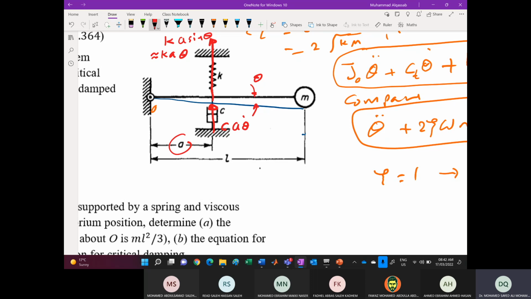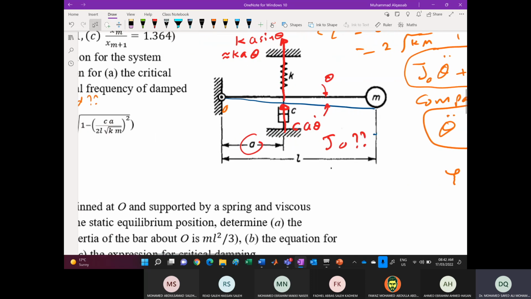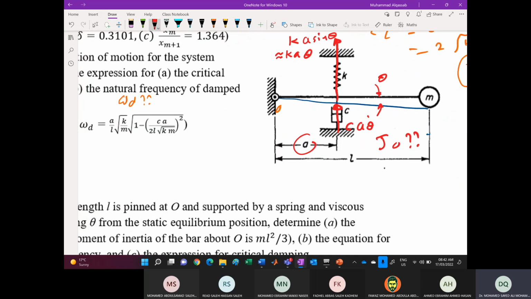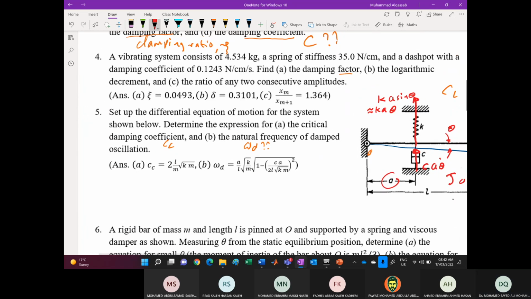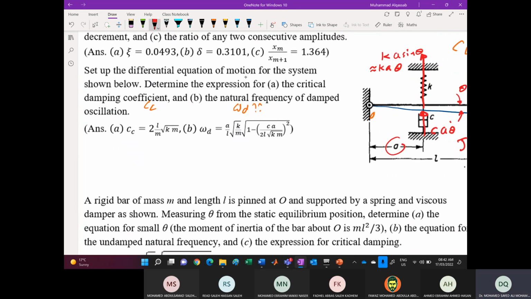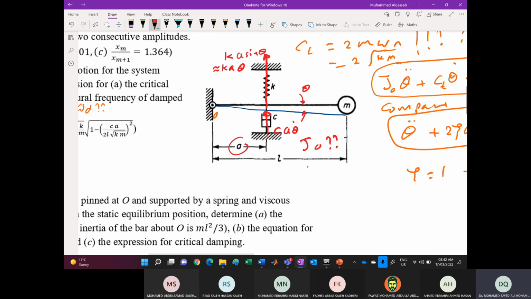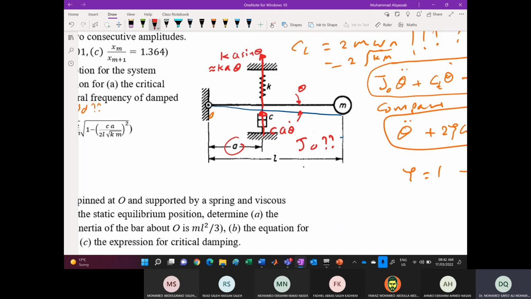One more thing we have to be careful about. What is Jo here? Because we will use the sum of moment equal to Jo theta double dot. We need to know if this bar is massless or it has a mass. Okay, set up the differential equation of motion for the system shown below. Determine the expression. Okay, so it is not mentioning anything about the mass of the bar. So we will take it as a rigid body.